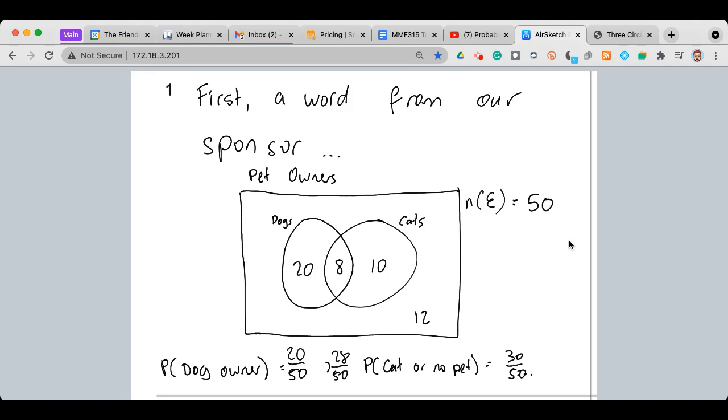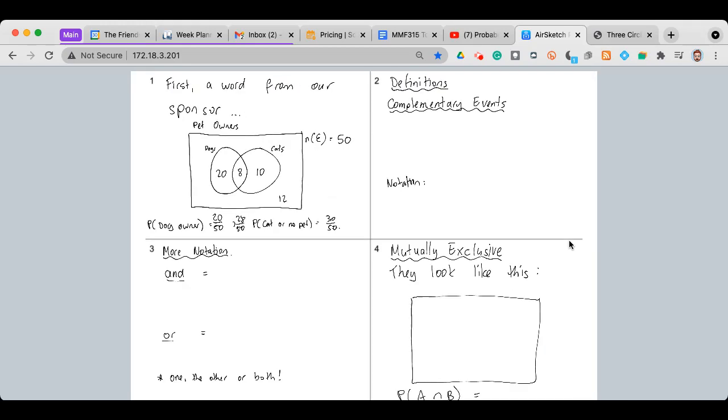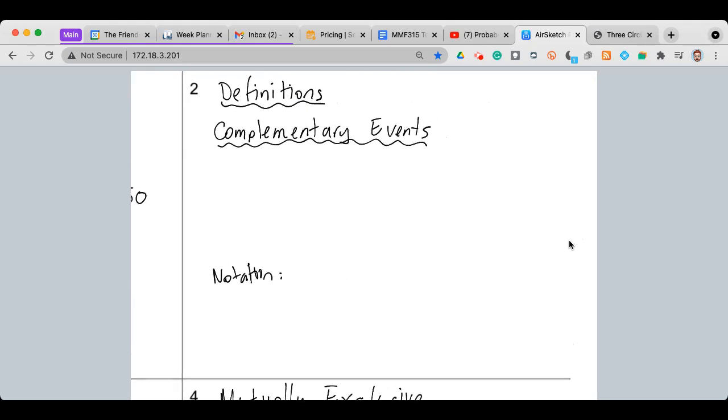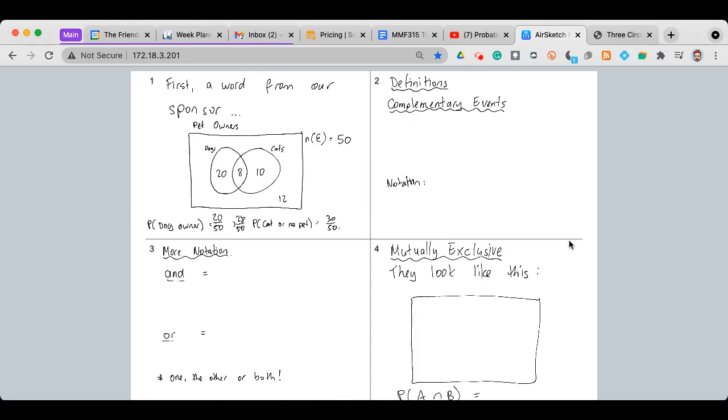Okay, so that's that. That's a basic intro into Venn diagrams. I'd like to do a couple of definitional bits here. Actually, I might just keep it zoomed out. You can sort of see where we're headed now. So this is for your theory books here. And we're going to start with the concept of complementary events. This might be a recap from last year.